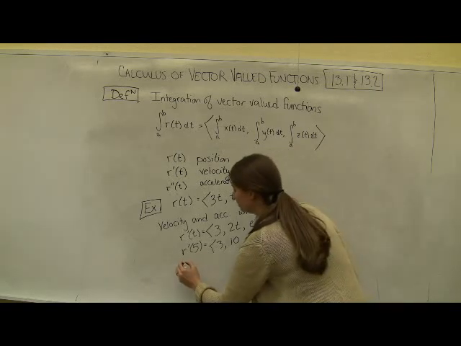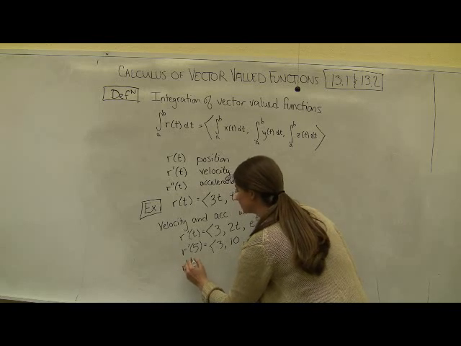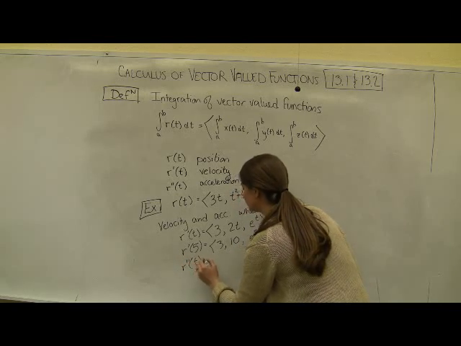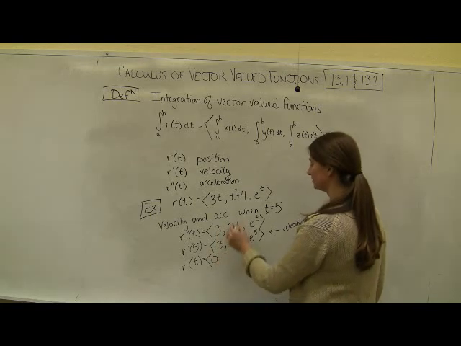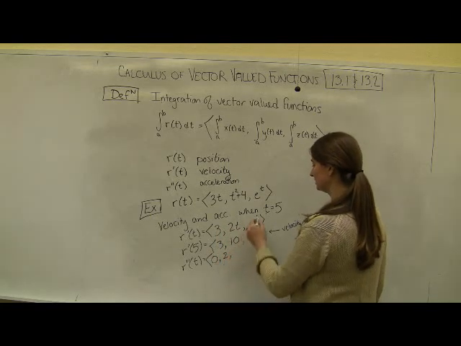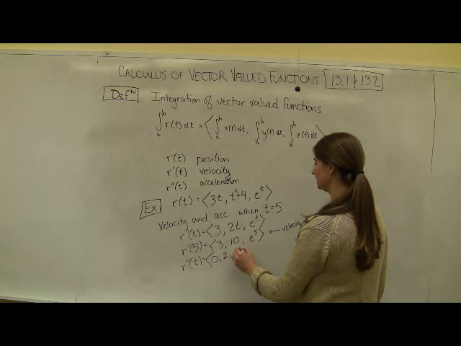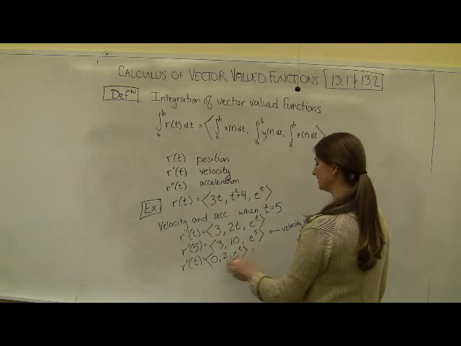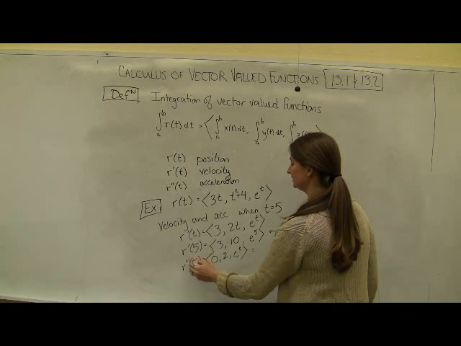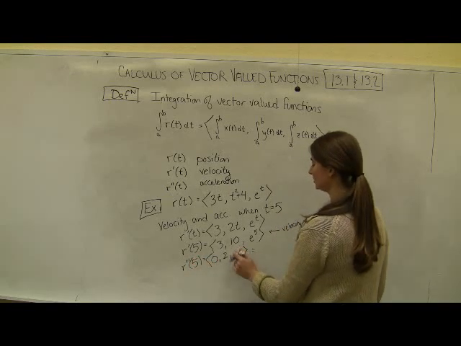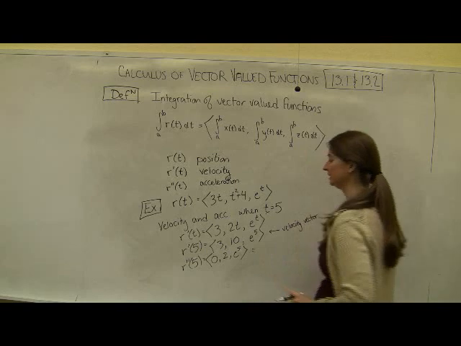What's our acceleration vector? Well, that's going to be the second derivative. And the second derivative in this case, the derivative of 3 is 0, the derivative of 2t is 2, and the derivative of e to the t is still e to the t. And so if I plug in when t is equal to 5, I get 0, 2, e to the 5th.